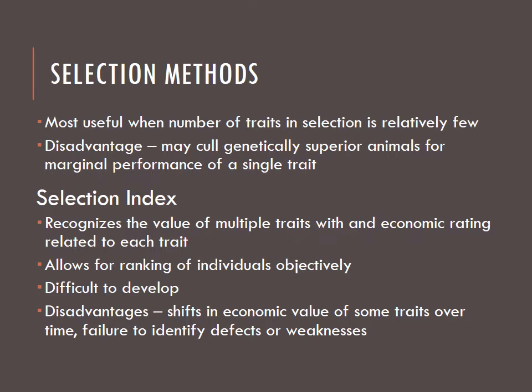The last concept is what we call selection indices. Now we're putting value to multiple traits and an economic rating to each and every one of them. So we start to rank individuals objectively along a continuum of traits. It's very difficult to develop. It takes a lot of time, a lot of data, a lot of analysis, a lot of measurement to see if we're tracking the correct traits and we're tracking them effectively and if our data is accurate and valid. So it does take quite a bit of time.